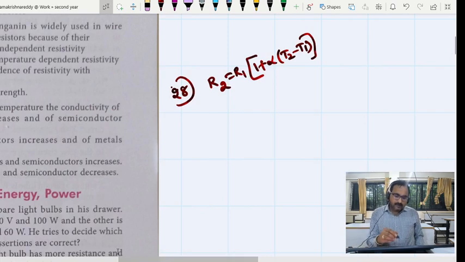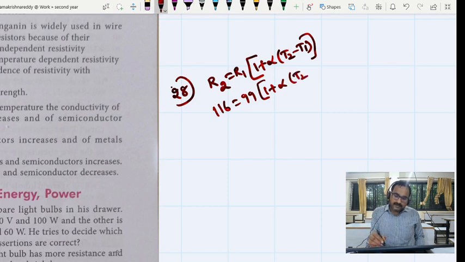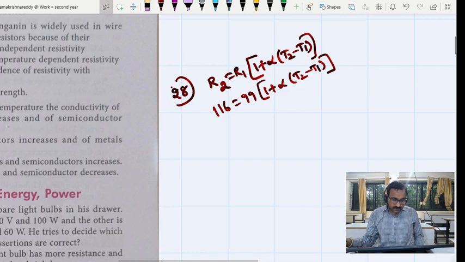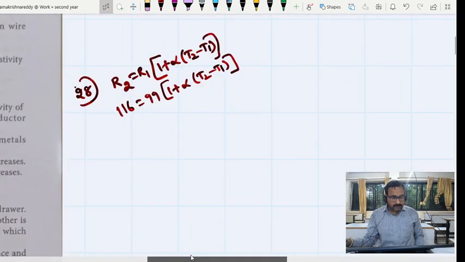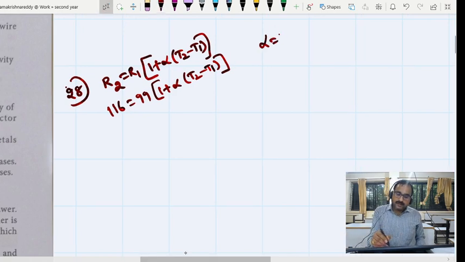116.99. This is 116, this is 99 into 1 plus alpha into T2 minus T1. But the alpha value is also given there. How much value have they given? See that, all of you. The alpha value we can substitute later: 1.7 into 10 power minus 4 per degree Celsius.